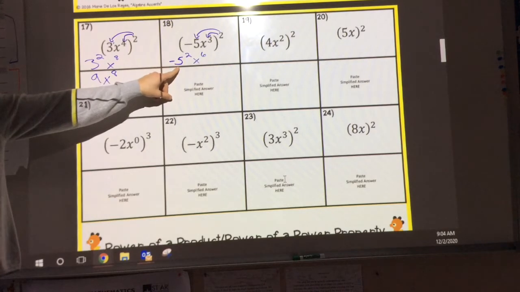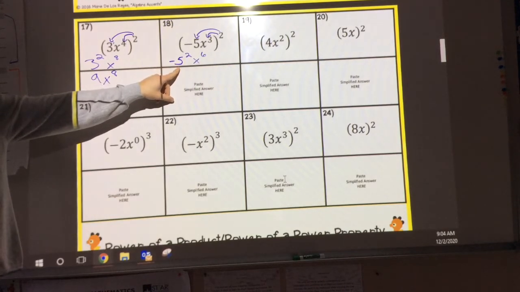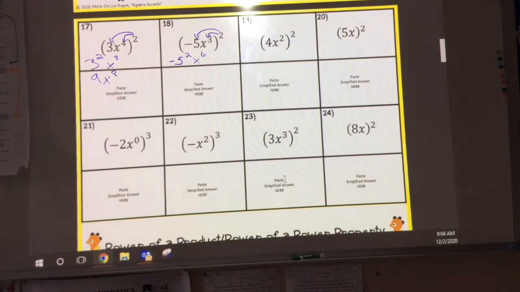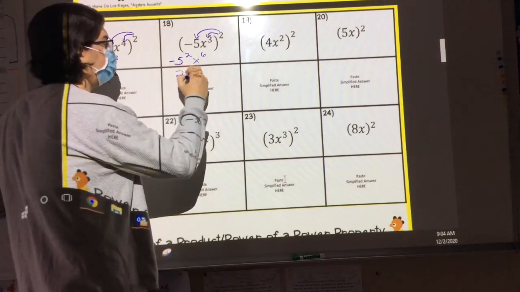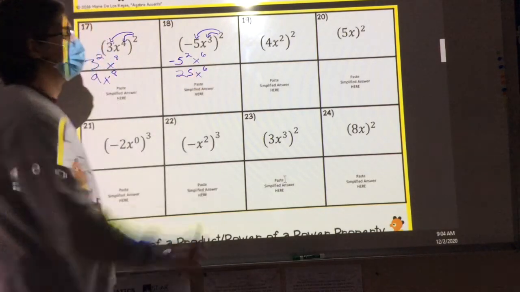Negative 5 times negative 5 is going to produce a positive answer. In your calculator, if you do negative 5 times negative 5, it's going to give you a negative answer. Remember we talked about this. You have to put it in parentheses, or you just have to be willing to remember that a negative times a negative creates a positive. But if you put negative 25 up there, the answer is going to be wrong. Do you understand that? Okay. So the final answer for this one's going to be 25 x to the 6th.